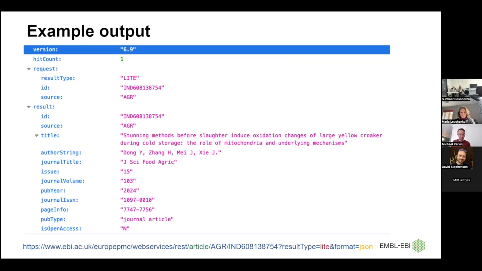So, for example, I can see a text in blue called title. Unsurprisingly, that's the title of the journal article. Stunning methods, blah, blah, blah, blah, blah.